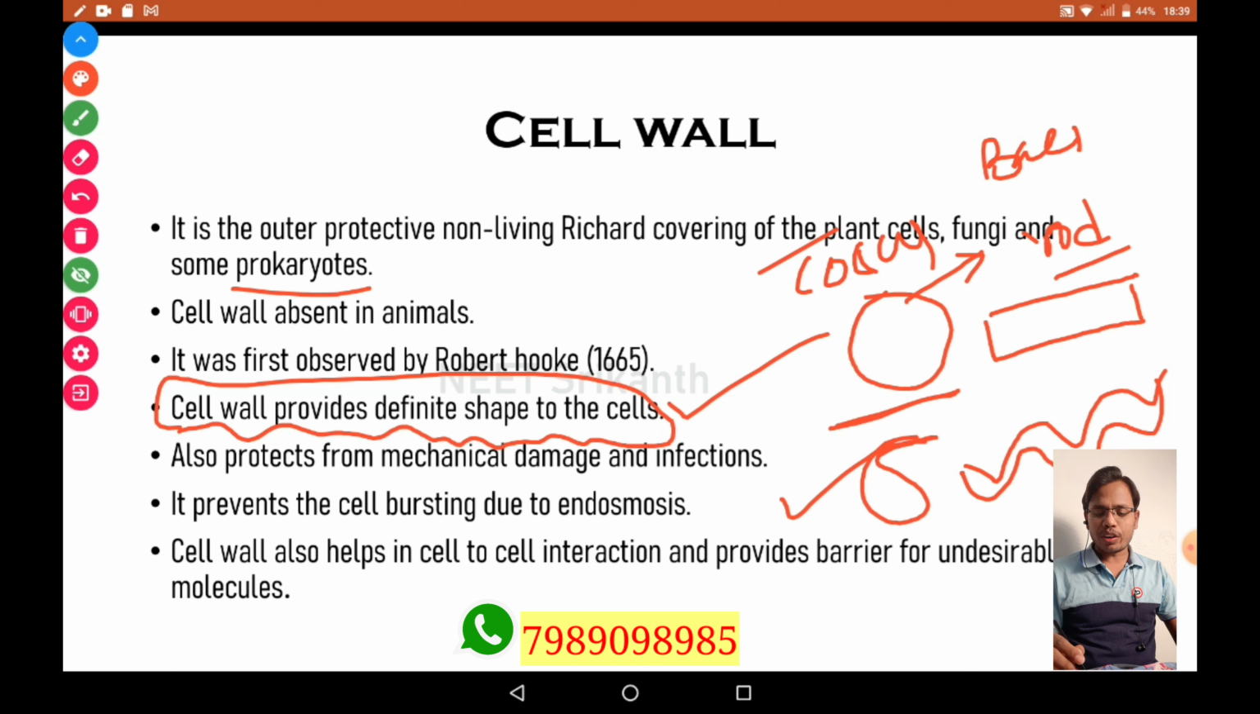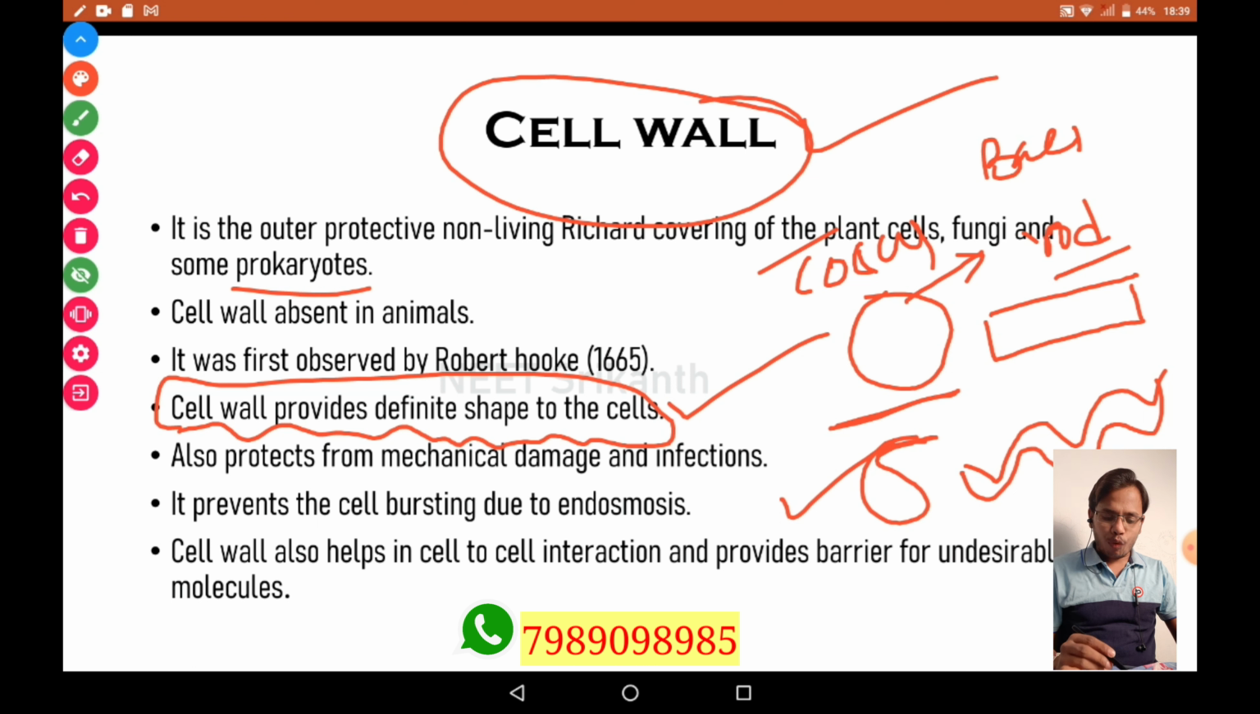So what did you understand from this? That means the cell wall provides the desired shape to the cells. For example, bacteria have 4 different shapes: cocci, bacilli, vibrio, spirillum. Spherical shaped, rod shaped, comma shaped and helical shaped. How are bacteria seen in these shapes? Because of the composition of the cell wall. So the cell wall gives the particular shape to the cells.